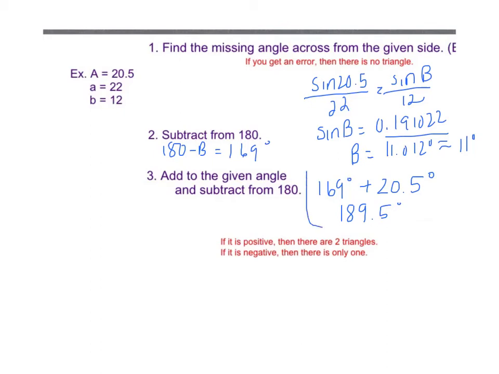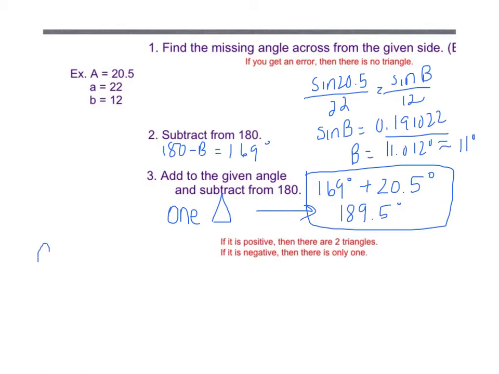Well, here's the deal. If the two angles add up to more than 180, then this cannot make two triangles. So this is going to be just one triangle. Now remember on the previous one we got an actual error. If it's an actual error, then it's no triangle. On this one, it will just be one triangle. If this is 189.5 with two angles, it will not make a second triangle. So we'll just solve for the rest.